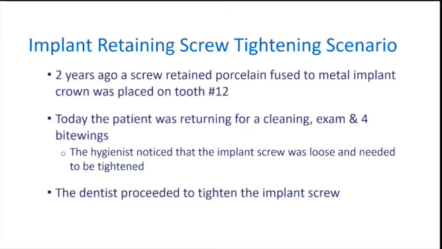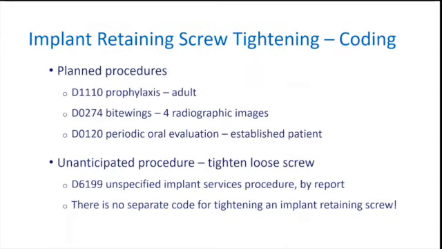Now, what happens if the implant screw isn't fractured and the implant is just found to be loose during a cleaning appointment? Two years ago, a screw-retained porcelain fused to metal implant crown was placed on tooth number 12. In today's visit, the patient was returning for cleaning and exam and 4 bite wings. Your hygienist noticed that the implant screw was loose and the crown was mobile and needed to be tightened. So the dentist proceeded to tighten the implant screw.